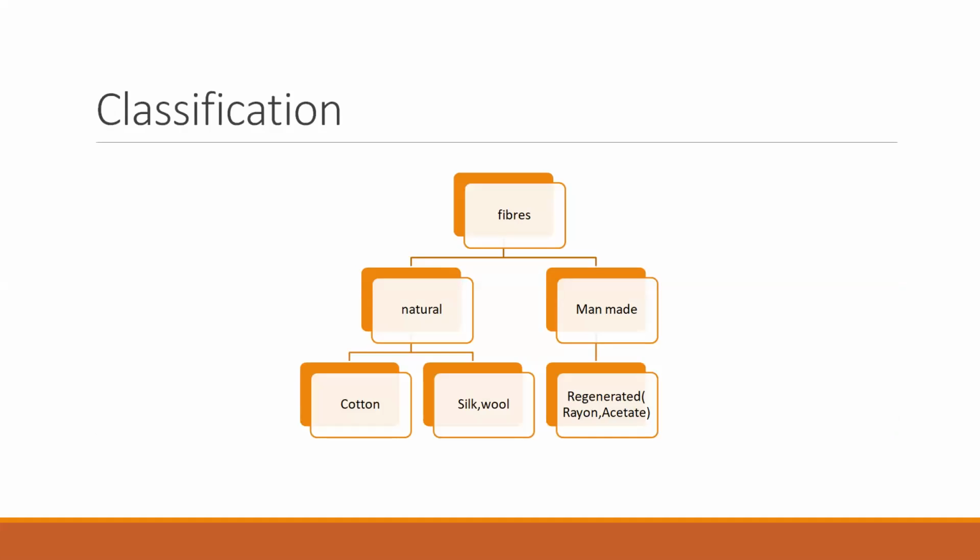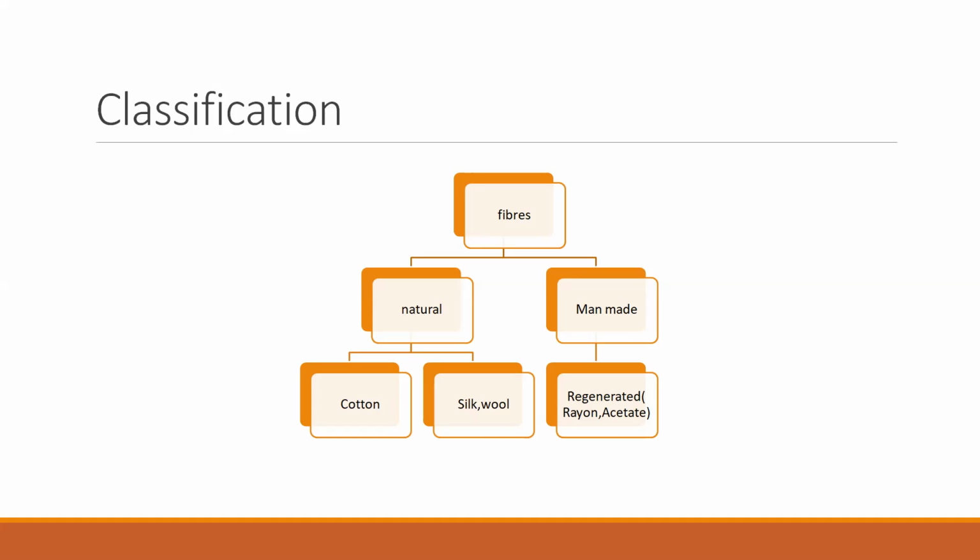Next, coming to the classification of the fibers. Fibers can be classified on two bases. First one is natural, second one is man-made. Natural fibers include cotton, jute, silk, and wool. Cotton and jute are the plant sources, and silk and wool are the animal sources.